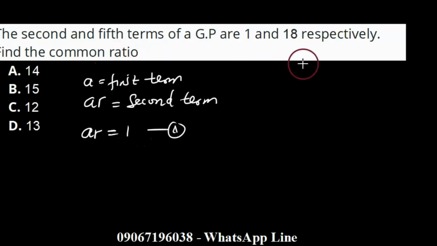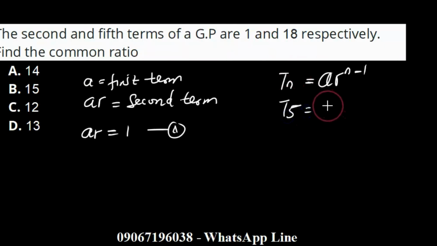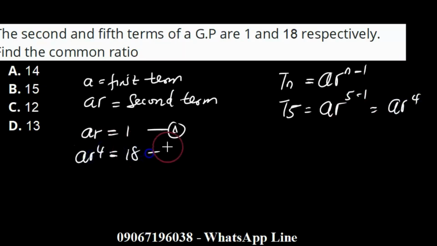And the formula to find the nth term of a GP is given by T of n equals A R^(n-1). So the fifth term is going to become T of 5, which is A R^(5-1), which will give us A R^4. So A R^4 is going to give us 18, equation 2.